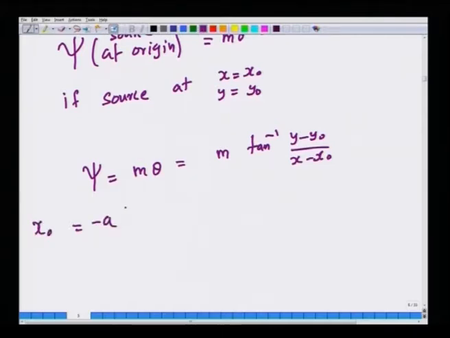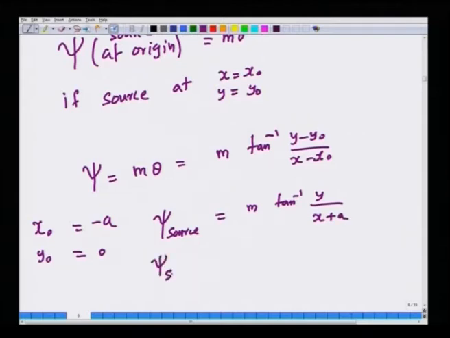minus a, the source is at a distance minus a, but y naught is 0, it is still at the origin in the y direction, along the x axis. So, psi source for our problem is essentially m tan inverse of y divided by x plus a, and psi sink is essentially minus m tan inverse of y divided by x minus a.